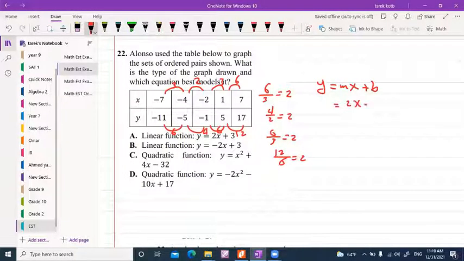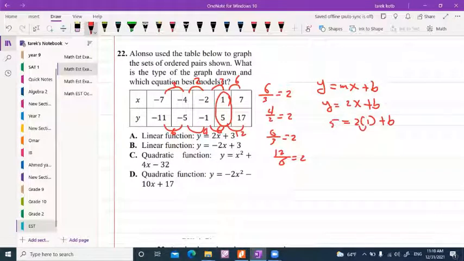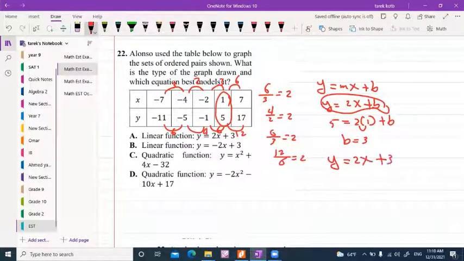Can you get the b? Yes, substitute with one of the ordered pairs. Let me take 1 and 5 because they are simple numbers. So x equals 1 and y equals 5. Take it to the other side, so the b will be 3. So finally the equation will be y equals 2x plus 3. So the answer is number 1.